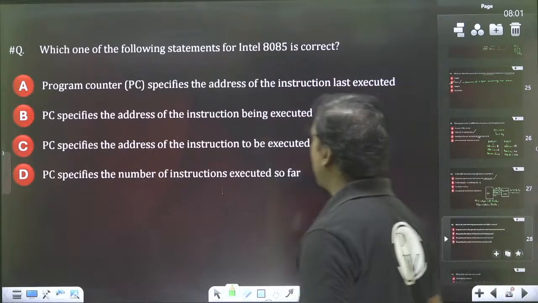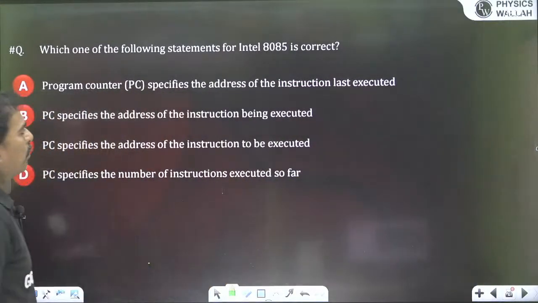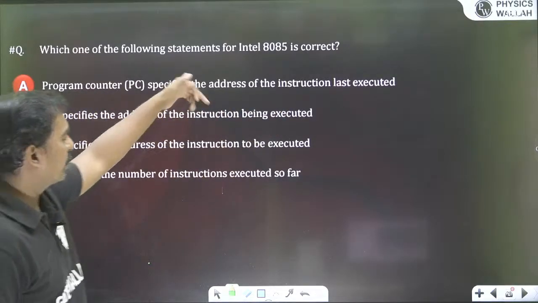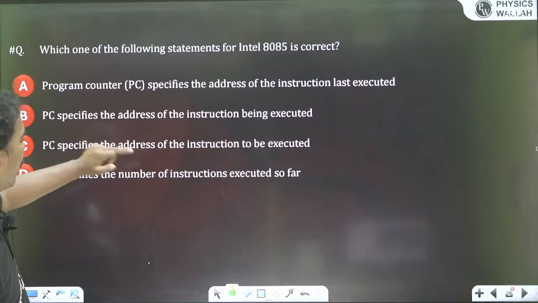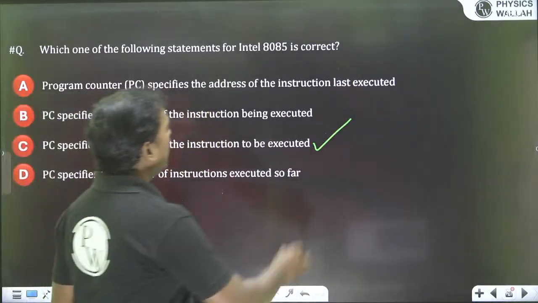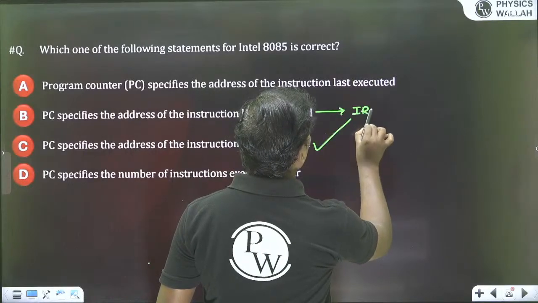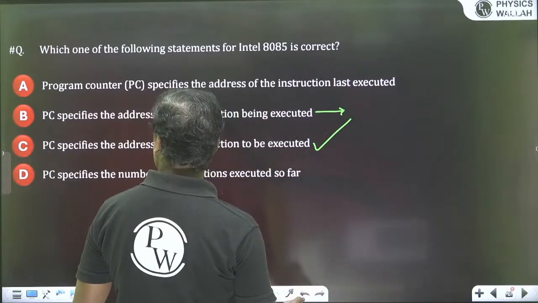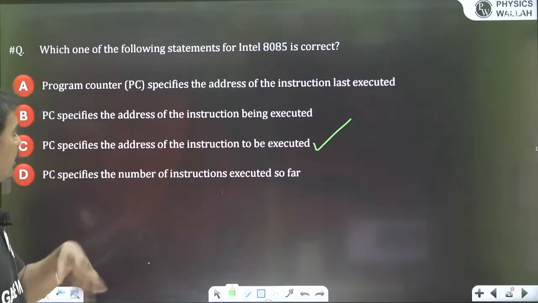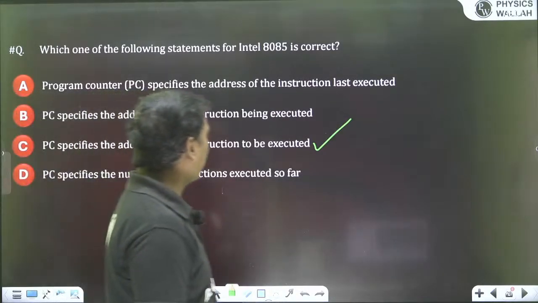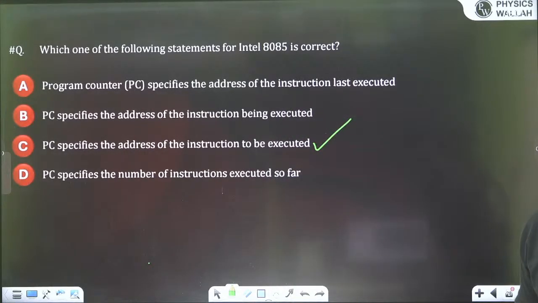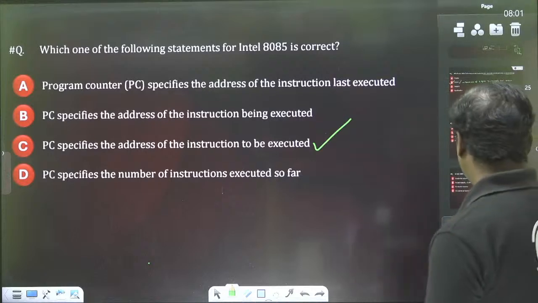Which one of the following statements for Intel 8085 is correct? Program counter specifies the address of the instruction last executed. PC specifies the address of the instruction being executed. PC specifies the address of the instruction to be executed. The one being executed is in the IR register. No, the instruction register holds the instruction itself. PC specifies the address of the instruction to be executed. Rahul Raj, are you there in the live? Chalo, let us go for the next question.